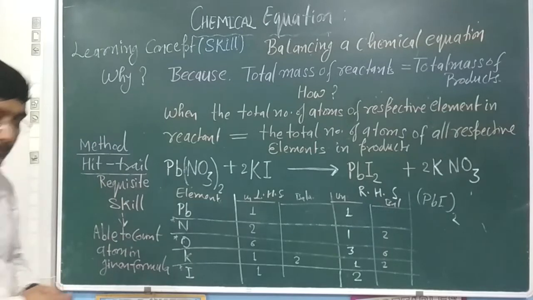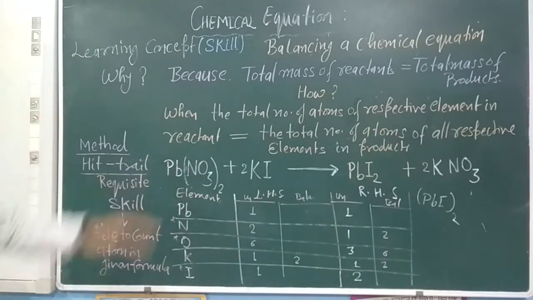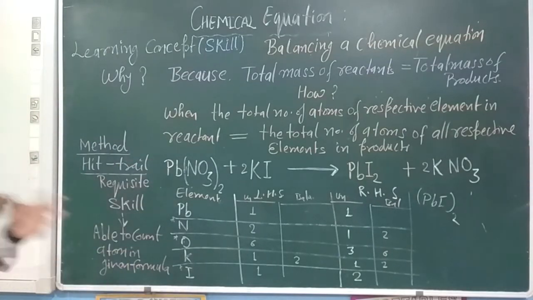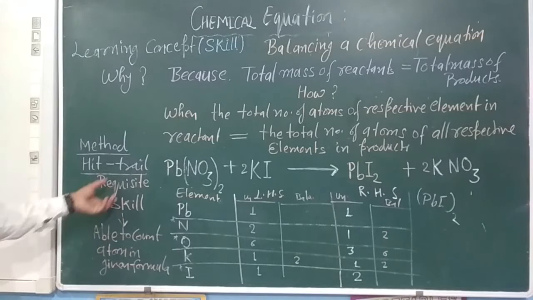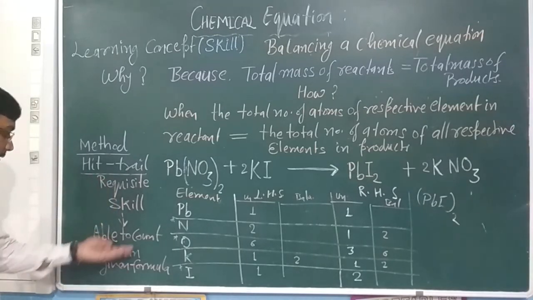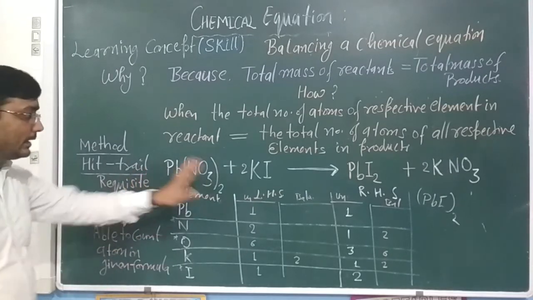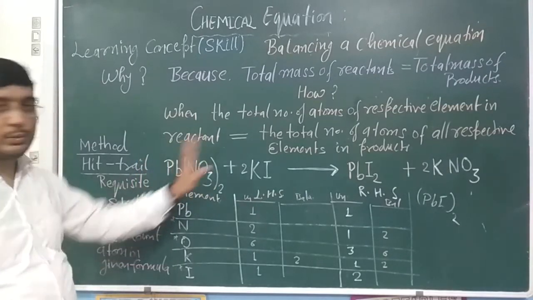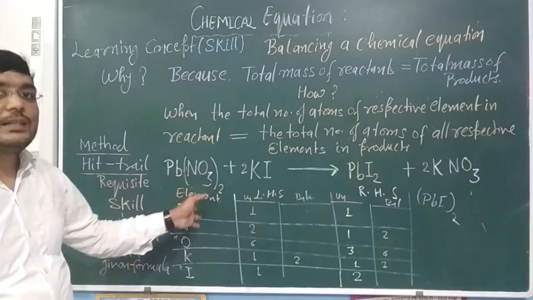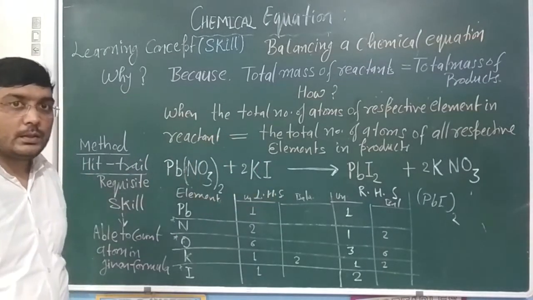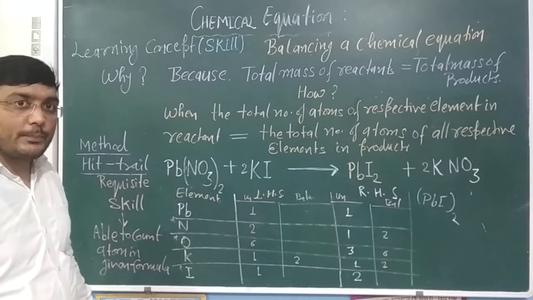So this is the method. We are just using the hit and trial method. You are familiar with the meaning of hit and trial. Only you should be able to count. You can easily count the atoms in a given formula, match the reactant side and then the product side, and then make it balance. Are you getting my point?